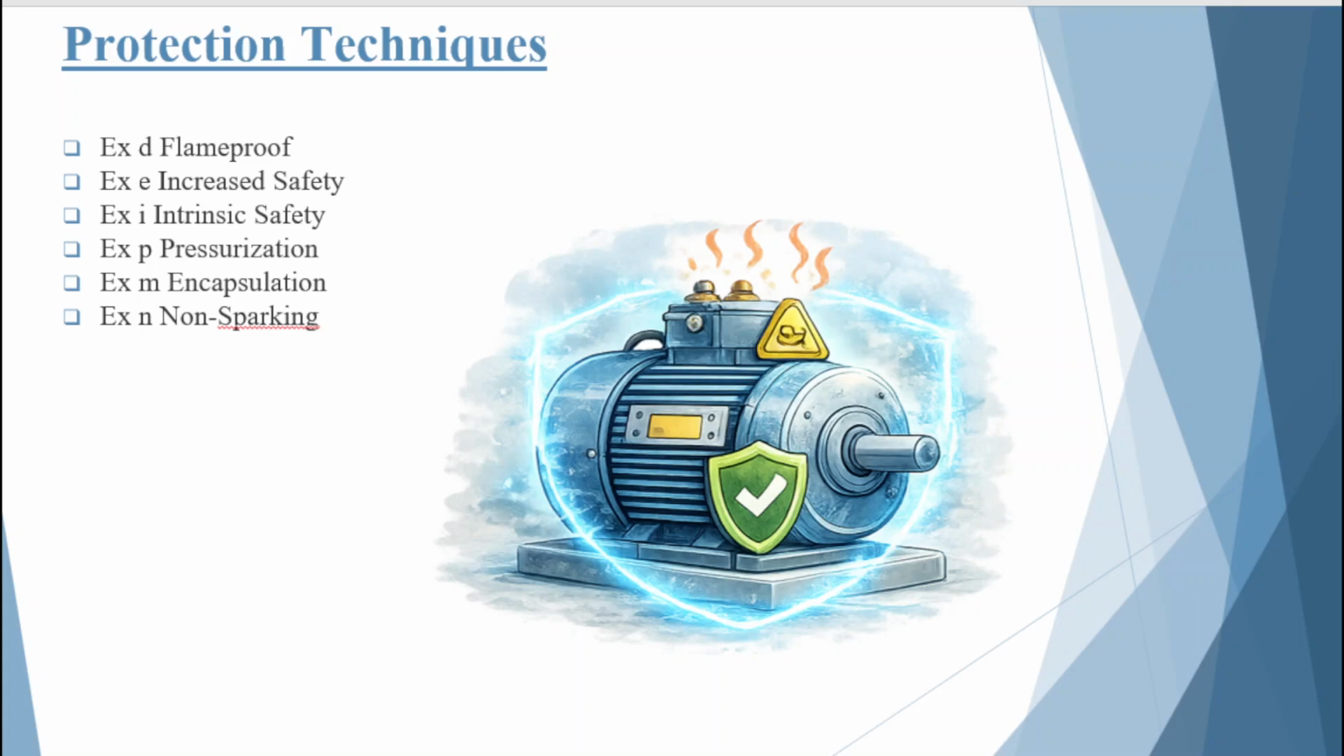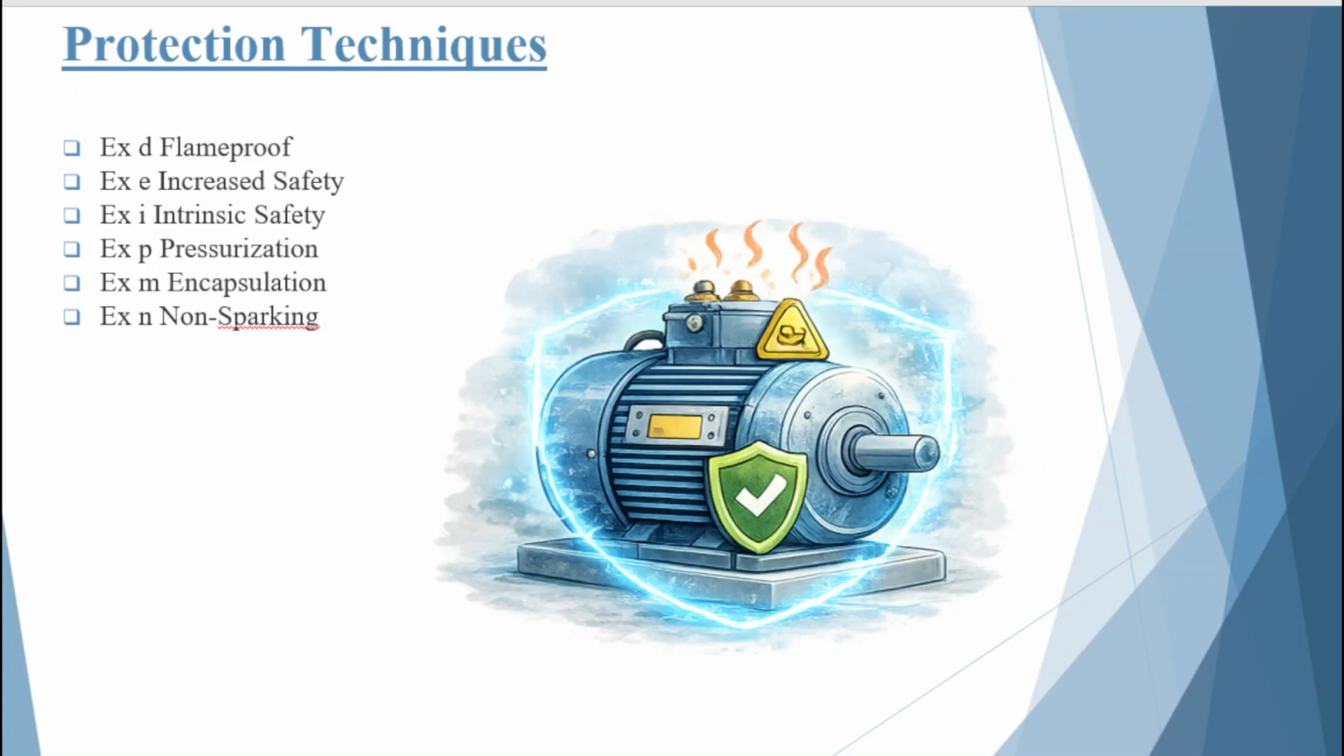We also have Ex m encapsulation, where electrical components are completely enclosed in a protective resin. Since the live parts are sealed, the surrounding hazardous atmosphere cannot come into contact with them. Finally, there is Ex n non-sparking. This protection method is intended for Zone 2 hazardous areas where explosive atmospheres are not expected during normal operation. The equipment is designed so that it does not produce sparks or excessive temperatures under normal operating conditions.